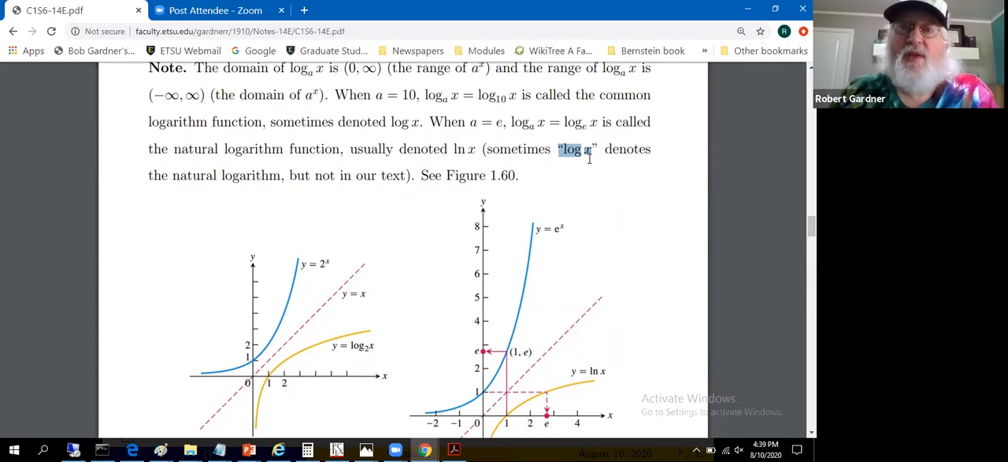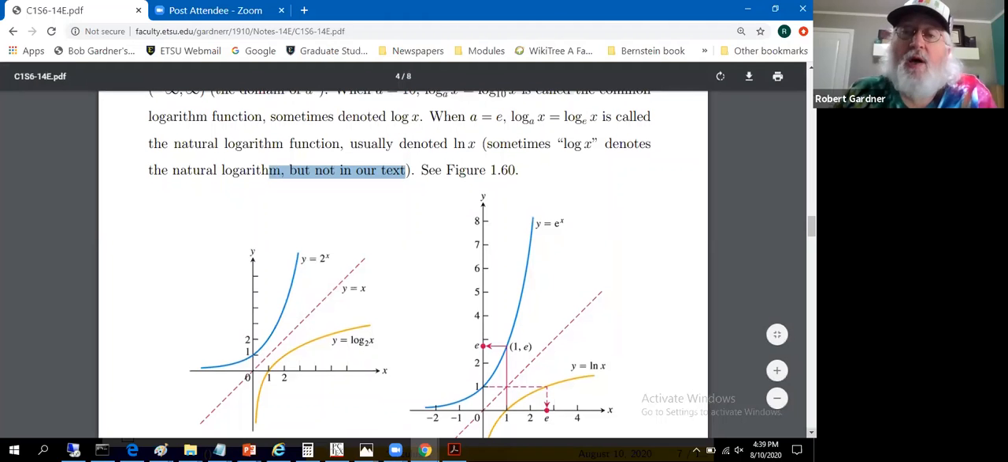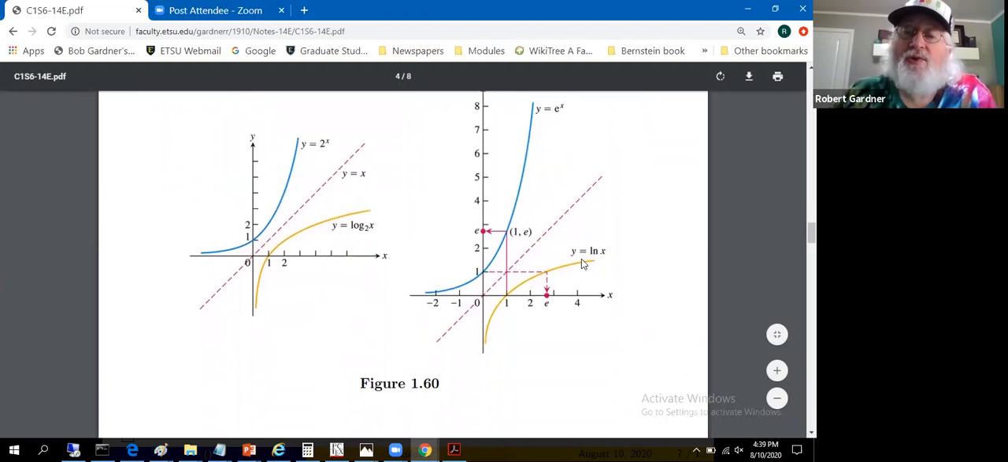I love Thomas's Calculus, the book we're using, but they're not going to use log of x, not our text, when they're talking about natural logarithms. They're going to use ln of x. Here it is down here in the picture. So they'll denote those natural log functions as ln, logarithm natural, I guess.